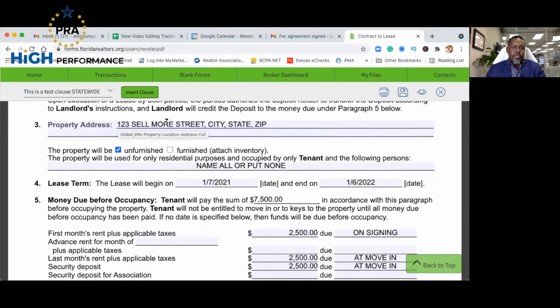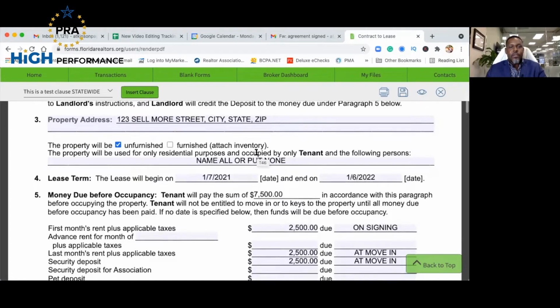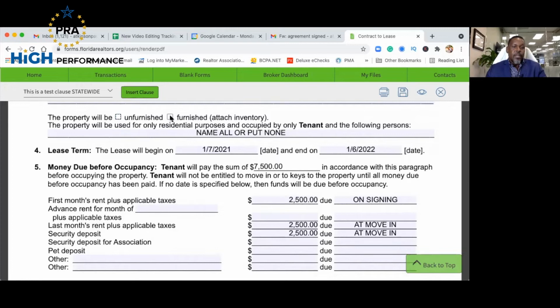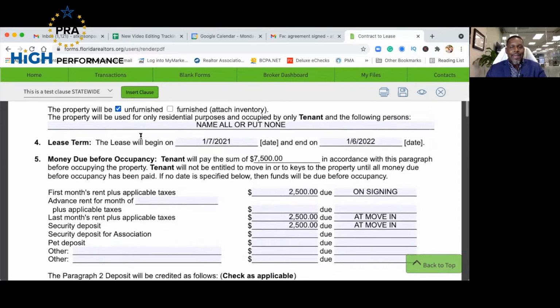Next thing is the property, number 3. So it's 123 Selmore Street, and you want to put in the city, state, and zip code that you're representing the property. Usually the property is unfurnished. However, it could also be furnished, but one or the other. Check the box that applies.